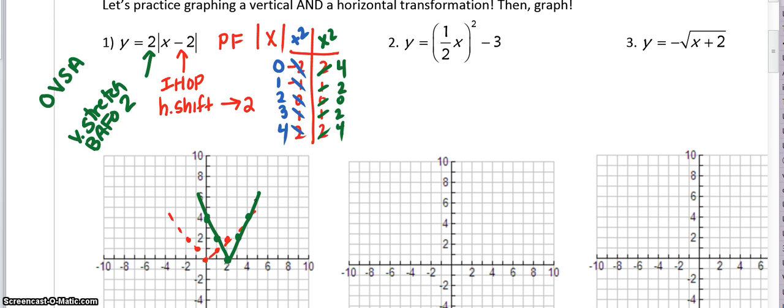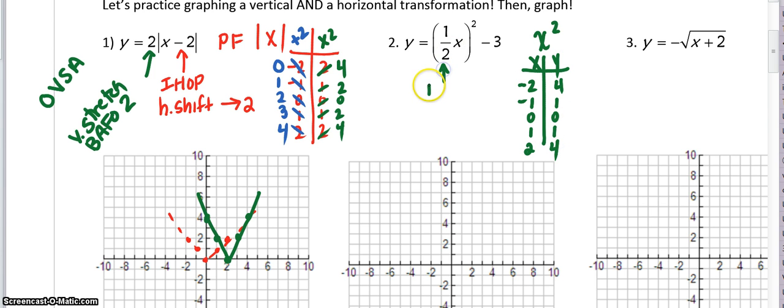All right, the next thing I'm going to do is look at this function. The parent function is x squared. I know who my original points are on x squared. I can plug in a -2, a -1, 0, 1, 2, and out comes 4, 1, 0, 1, 4. All right, if I look at this, this is an IHOP right here. It's inside of the parent function, so it's horizontal. It's going to do the opposite of what we think. Because it's multiplying, it is a horizontal stretch by a factor of 2.